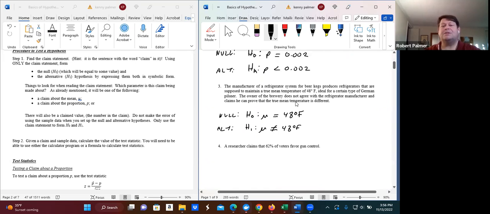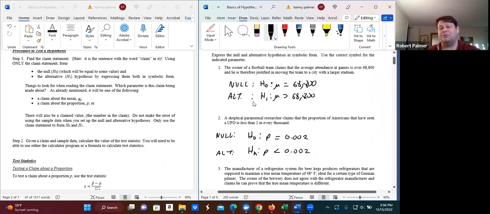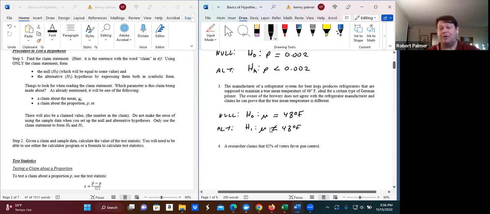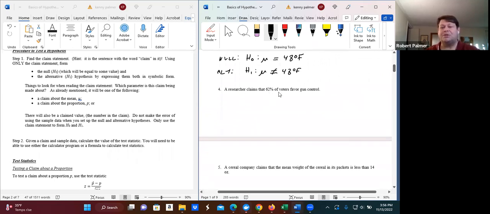And that's it. So in this case, we've seen a few different examples where you have greater than. So in this case, for what we're doing, our null hypothesis will always be equal to some number. The alternate will either be greater than, less than, or not equal to, depending on the way the problem is stated. Okay, number 4. A researcher claims that 62% of voters favor gun control. Same thing. Let's set up our null and our alternate hypotheses. So once again, the null is called H0, and the alternate is called either H1 or HA this time, just so you can get used to that.